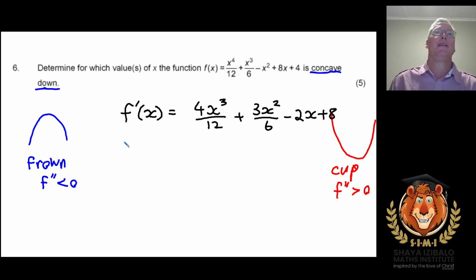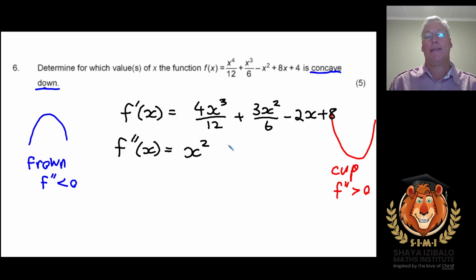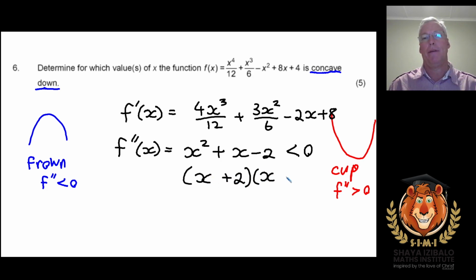Okay, now we're going to differentiate that again. We're going to find the second derivative. And when we do that, we actually get 12x squared over 12, which is obviously just x squared. We get 6x over 6, which is just x, and we get minus 2. And for concave down, we want the second derivative to be negative. Once again, we are solving a quadratic inequality. Let's just quickly factor it. x plus 2, x minus 1 is less than 0, right?